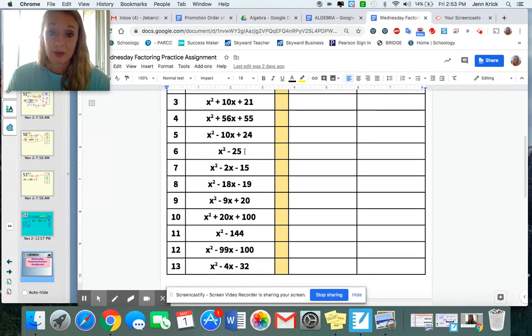I will tell you though, be careful with 6, be careful with 11. Notice that you only have the last term and the middle term is 0, okay? If you need to rewatch the video from yesterday, there's an example in there that will help you. So for 6 and 11, you need to find two terms that multiply to the last term but add up to 0.